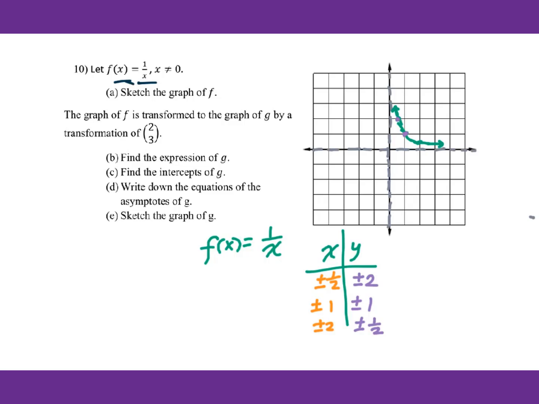These are the points. Then you get over here, and over here. Sketch the graph.